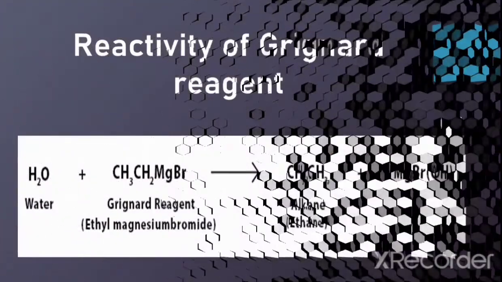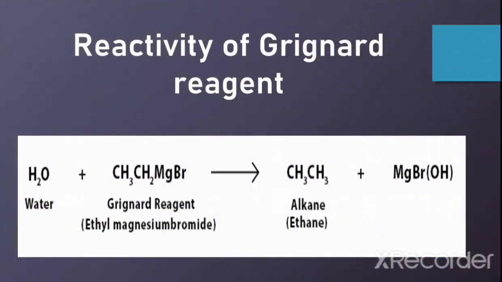So next we will see the reactivity of Grignard reagent. The Grignard reagent that we take is ethyl magnesium bromide, and it will react with water. We have our final product, that is alkane, and it is ethane in this reaction, because in the Grignard reagent the alkyl group is ethyl group. The other product is magnesium bromide hydroxide, and this is the reactivity of Grignard reagent.